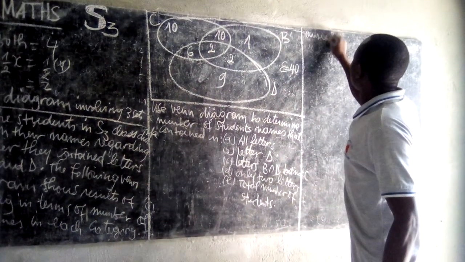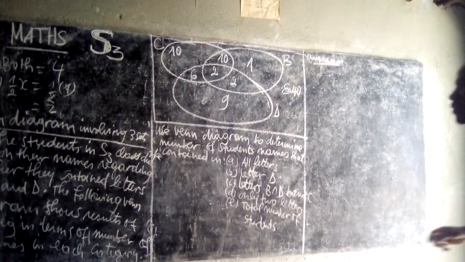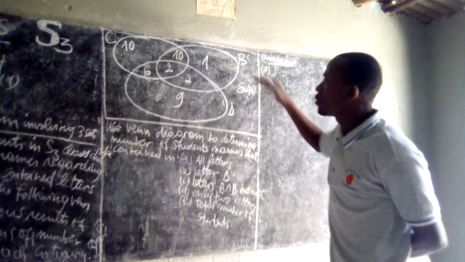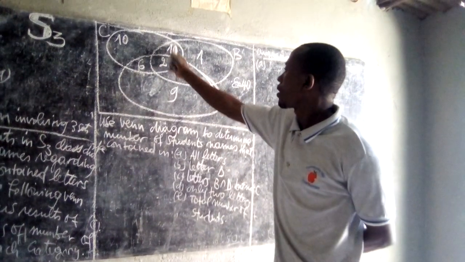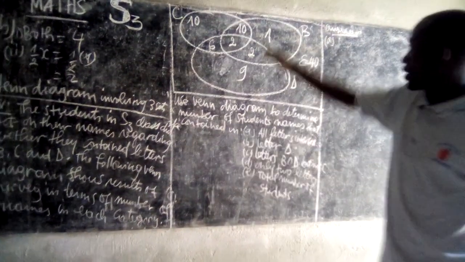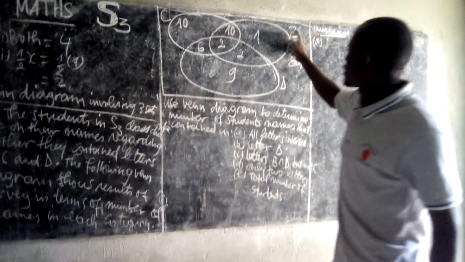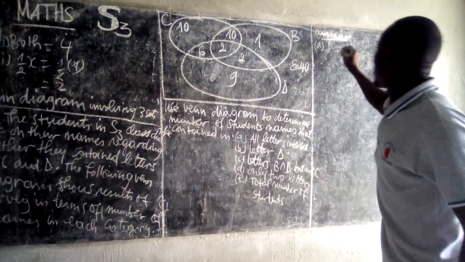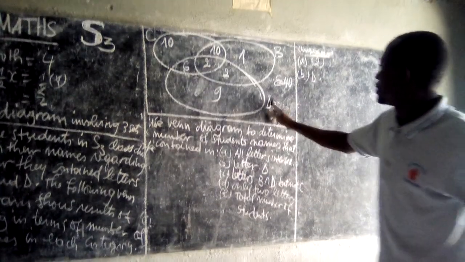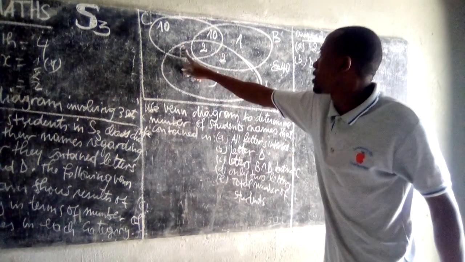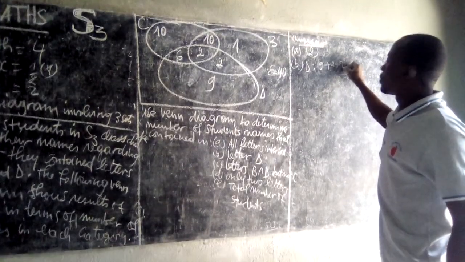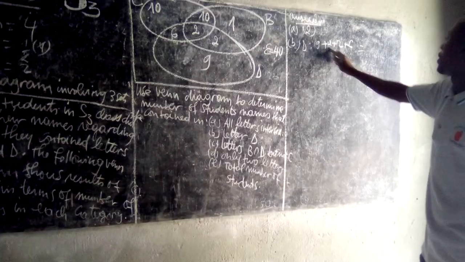Answer. The names with all letters, intersected B, C, and D, is 2. B, letter D. Letter D is 9 plus 6 plus 2 plus 2, which is equal to 19.